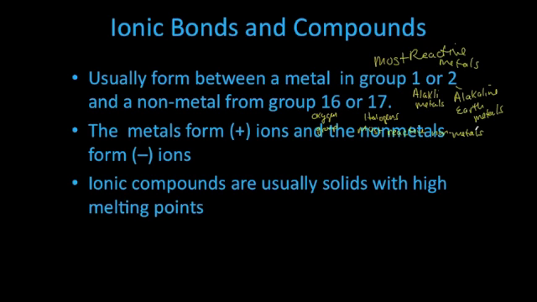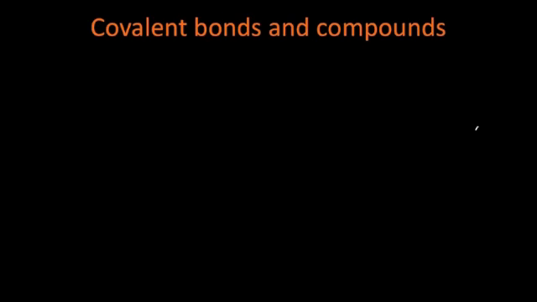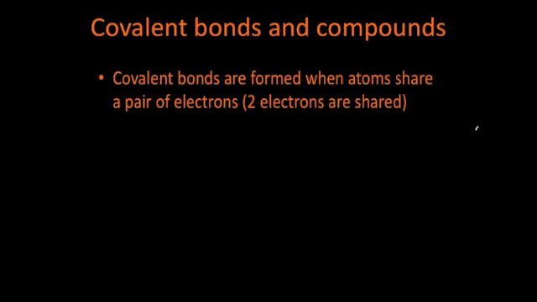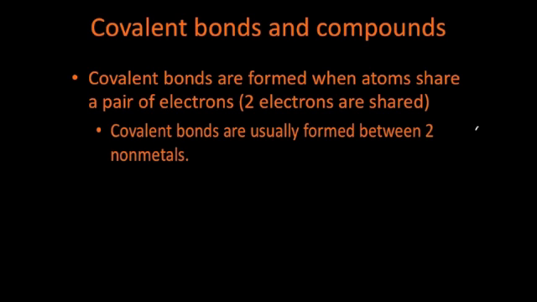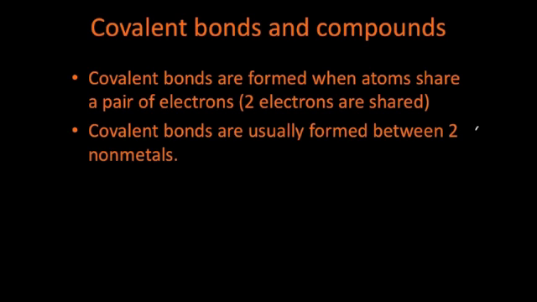Now, covalent bonds in compounds. Covalent bonds are formed when atoms share a pair of electrons. So 2 electrons are shared between 2 atoms. Basically what happens many times is the electrons spin around both atoms, and they're sharing them so that they form a balanced compound. Covalent bonds are usually formed between 2 nonmetals.